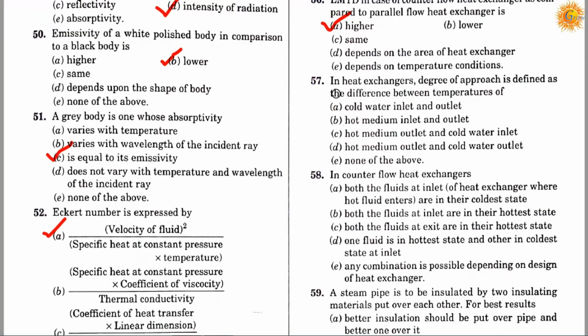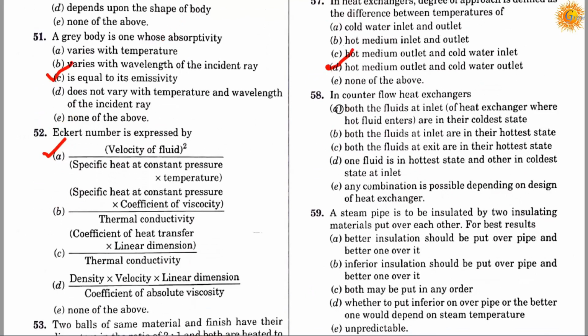Question number 57. In heat exchangers, degree of approach is defined as the difference between temperatures of: option A, cold water inlet and outlet; option B, hot medium inlet and outlet; option C, hot medium outlet and cold water inlet; option D, hot medium outlet and cold water outlet; option E, none of the above. Correct answer is D. It's hot medium outlet and cold water outlet.